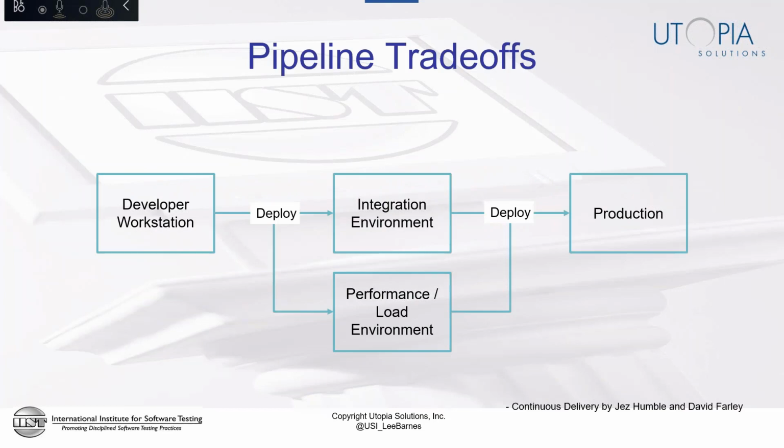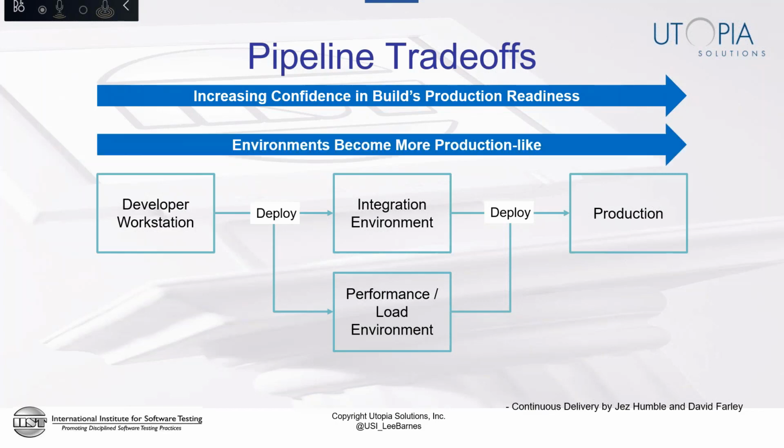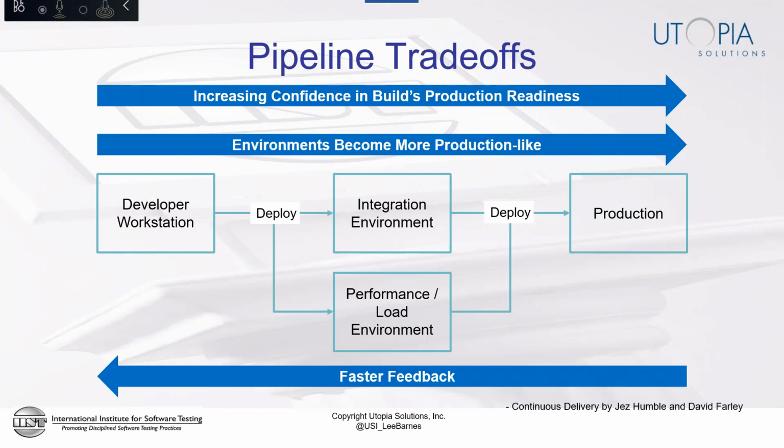So before we get into a detailed conversation about test automation scope, let's look at some of the trade-offs that we encounter in a DevOps pipeline. As we go further down the pipeline, at least hopefully, we have an increased confidence in a build's readiness for deployment to production. And typically, those environments are becoming more production-like. The trade-off is that as tests and environments become more complex, the time it takes for those tests to give us feedback increases. So we have this constant battle between risk assessment and test coverage, and the desire to get fast feedback and move quickly through the pipeline.